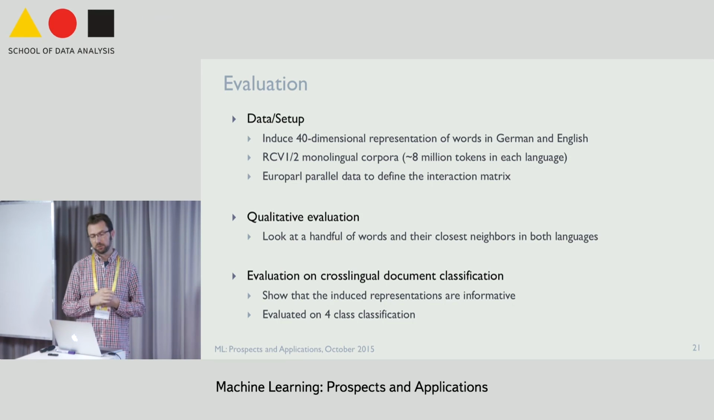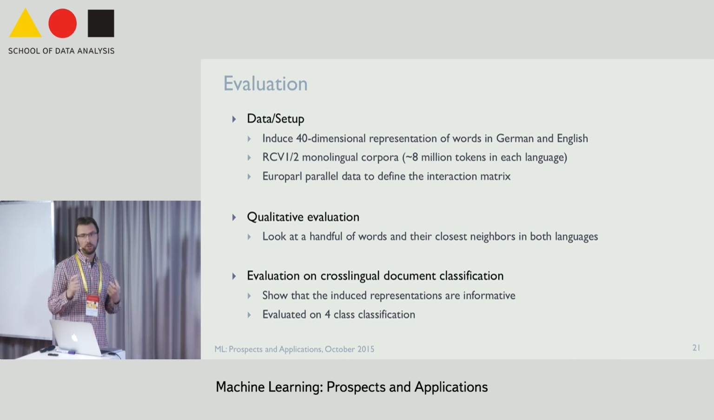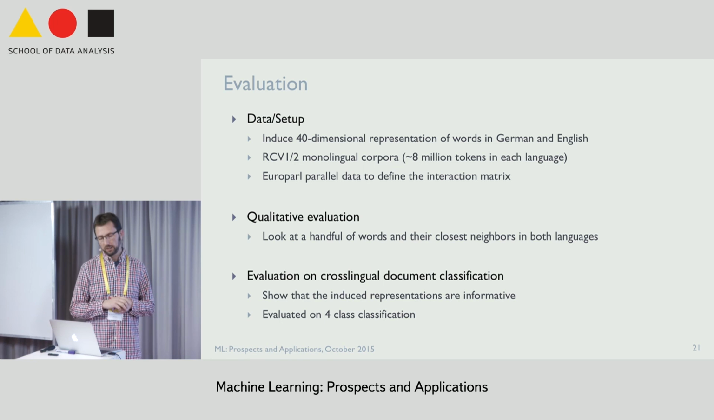All right. So let me just say a few words about experiments. We're building 40-dimensional representations of words in English and German. We use fairly standard data sets, the RCV Reuters data sets, for monolingual corpora, and we'll use the Europarl data that Jordan mentioned to define the interaction matrix ahead of time. And we'll do two things.